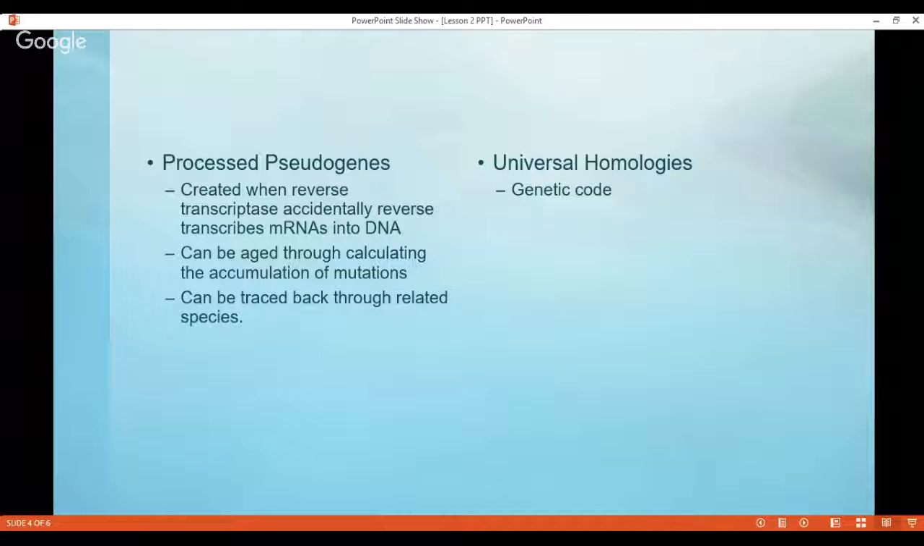And then finally, the third example is universal homologies. These are just homologies, or basically genetic characteristics that all life forms share. And the big one is the genetic code. Every single living life form is made up of DNA and that code, and it's just a matter of what pairs go where and the combinations. So those are pretty much the answer to my question.